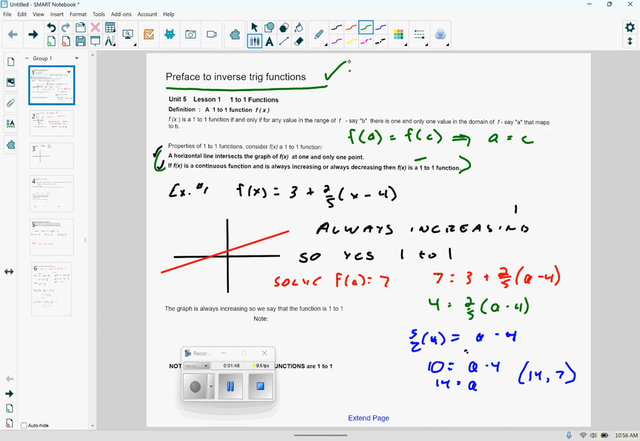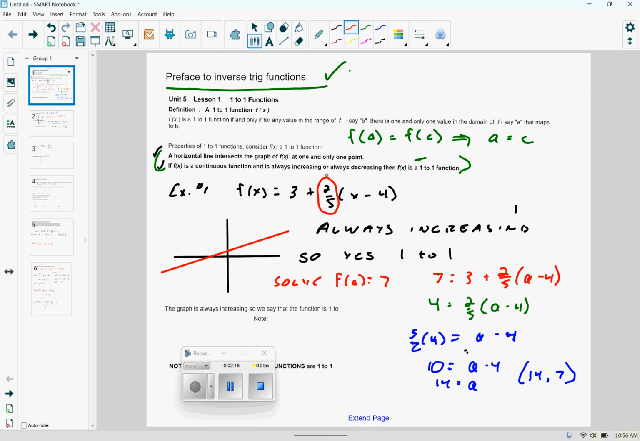So let's go through some examples about some one-to-one functions. Here I have example number 1, f of x is equal to 3 plus 2/5 times x minus 1. This is a linear function given in point slope form. This linear function is always increasing. It's always increasing because of this slope right here, 2/5. The slope is up 2/5. So yes, this is a one-to-one function.